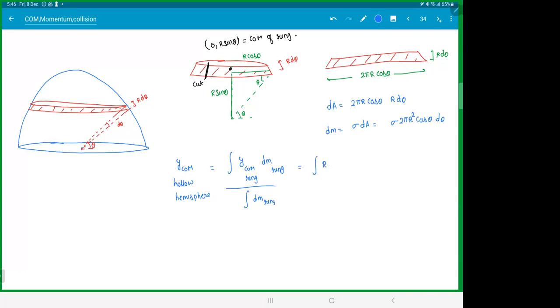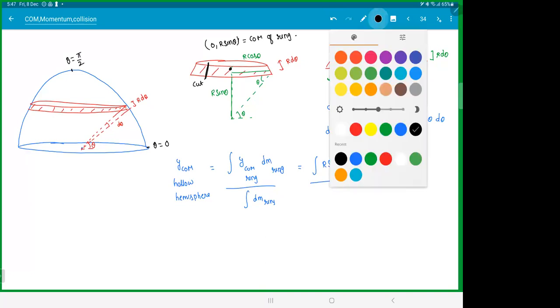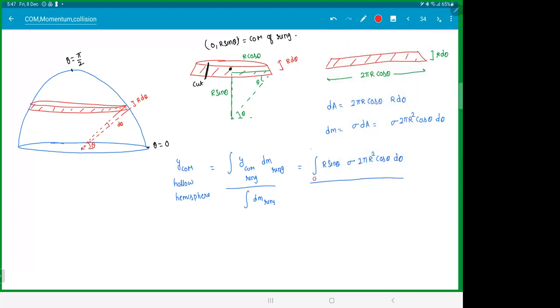The y of the ring is r sine theta. dm of the ring is sigma 2 pi r square cos theta d theta. Limits will go from where to where? If theta is 0, you take the ring at the bottom. As theta increases, this will be the ring, this will be the ring, this will be the ring. At the highest point, theta will be 90. So when you go from 0 to 90, all the rings are covered. So the limits will go from 0 to pi by 2.